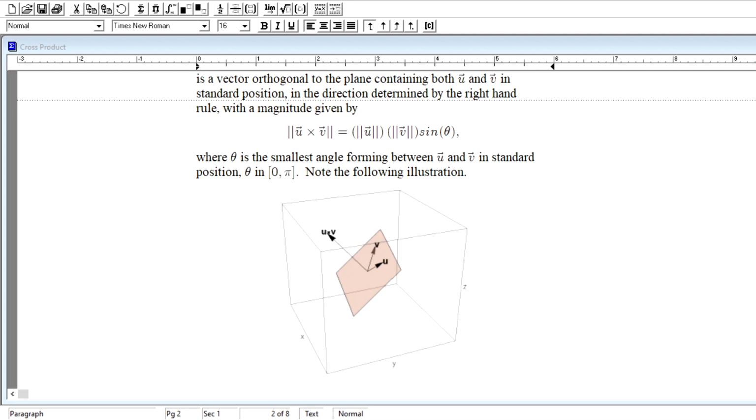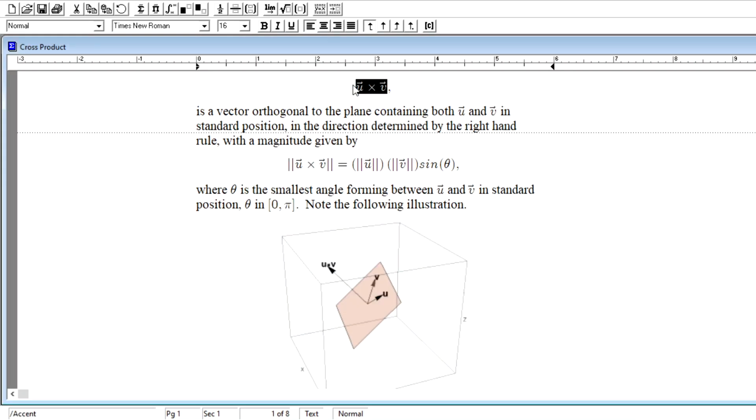If I was to place my right hand on its edge along vector u and curl my fingers in the direction of vector v through that angle measurement theta, my thumb will point up in this direction, which would be the direction illustrated by the cross product. You will notice then, if you change the order in this cross product, instead of u crossed with v, you had v crossed with u, and you applied the right-hand rule, the vector would actually point in the opposite direction, downward in this illustration.